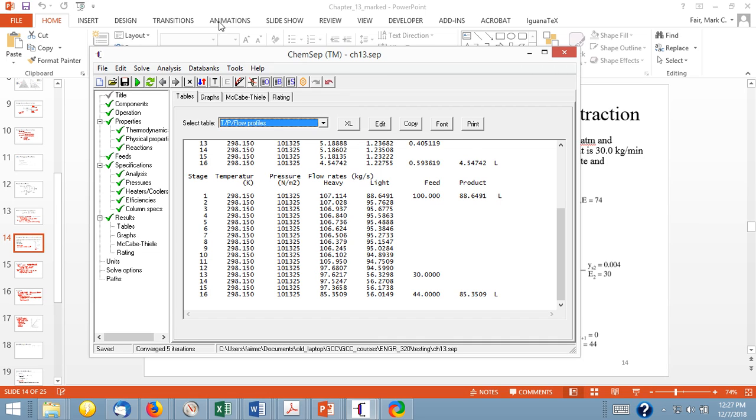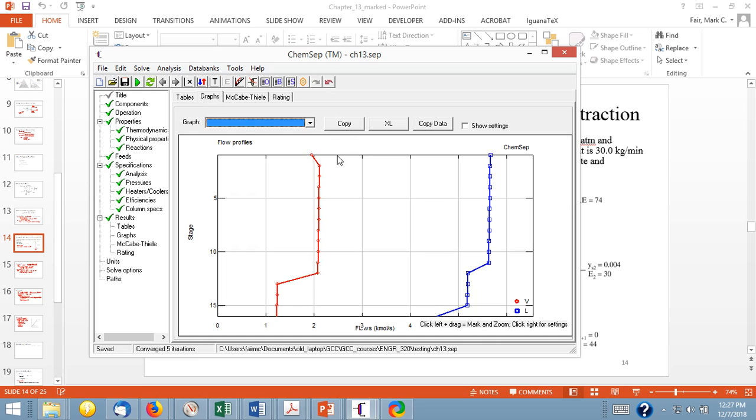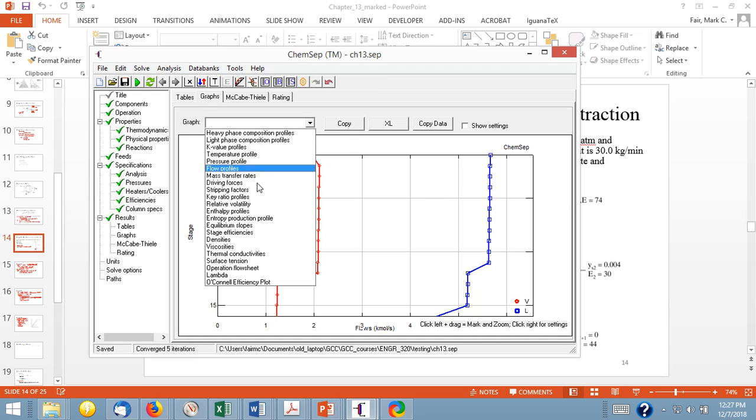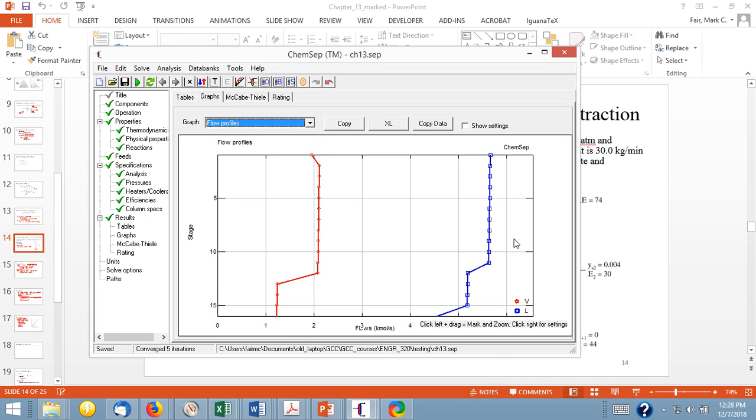So you can see this kind of graphically. If you pull up under graphs and look at flow profiles, you see these jumps. It's listing these things as L and V because it does it in terms of distillation. It's really doing an extraction problem here. But it's giving us a representation of how the flows change as it's going through the extractor. And you can see those jumps that are occurring in our system.